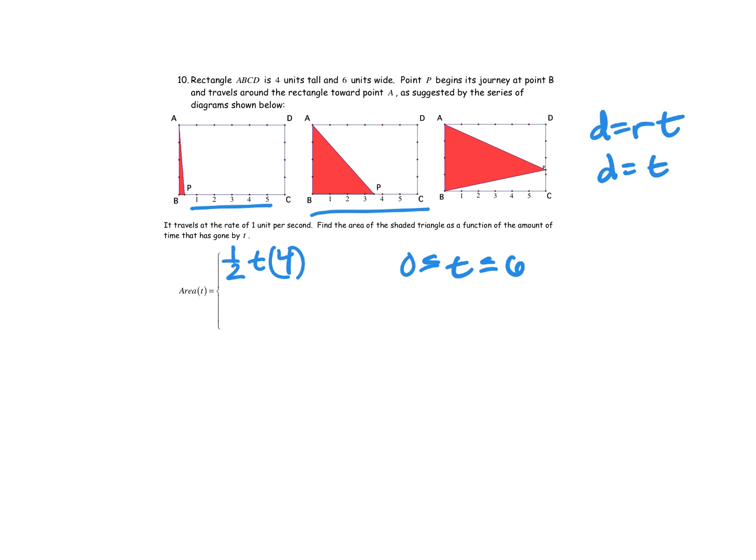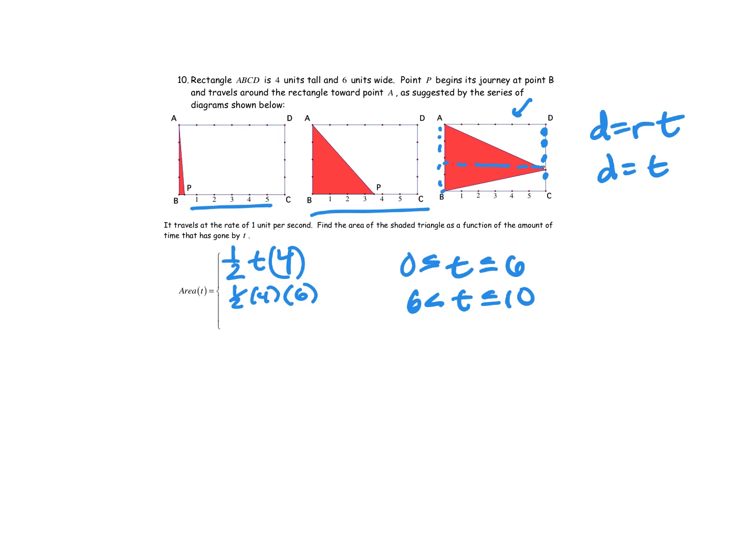But then things change, at least in terms of the area formula, after 6 seconds. The area is going to be what we're looking at in this third figure. And no matter where the point is, notice it's always going to have a height of 6. It's always going to have a base of 4. So it's going to have this constant area, which is 1/2 times 4 times 6, or in other words, 12. So no matter what the time is between 6 and 10 seconds, the area will always be 12.